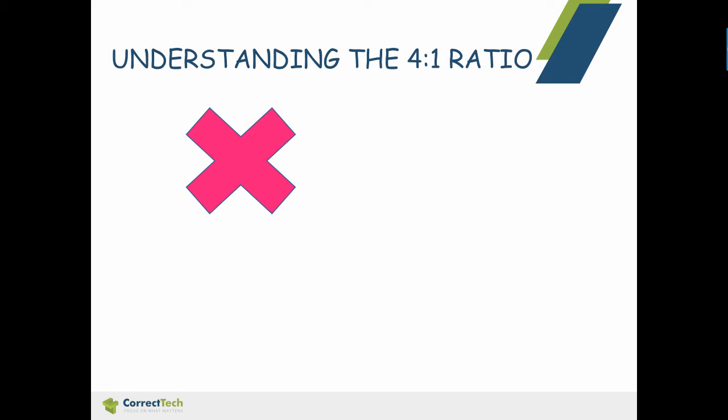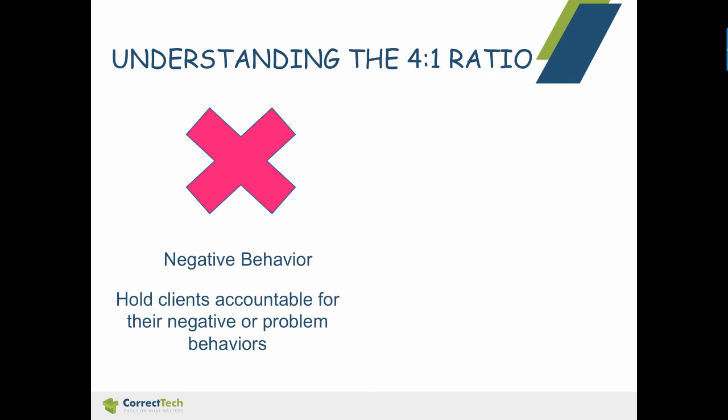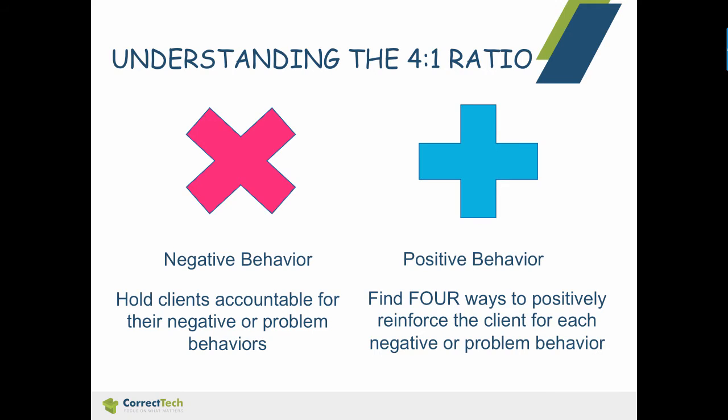So if we start with sanctions, sanctions are the consequences that are provided to clients to hold them accountable for their negative or problem behaviors. Positive reinforcements, on the other hand, are the ways that we recognize and reinforce clients for the positive behaviors that they show. Research suggests that we should try to provide 4 positive reinforcements for every negative behavior that's displayed by clients. So how can you do that?